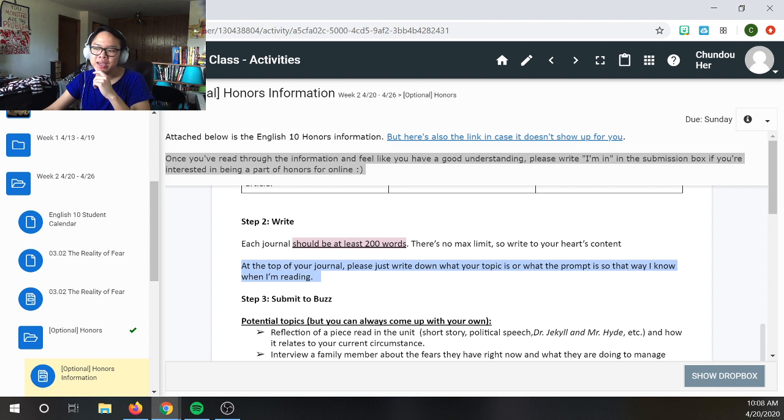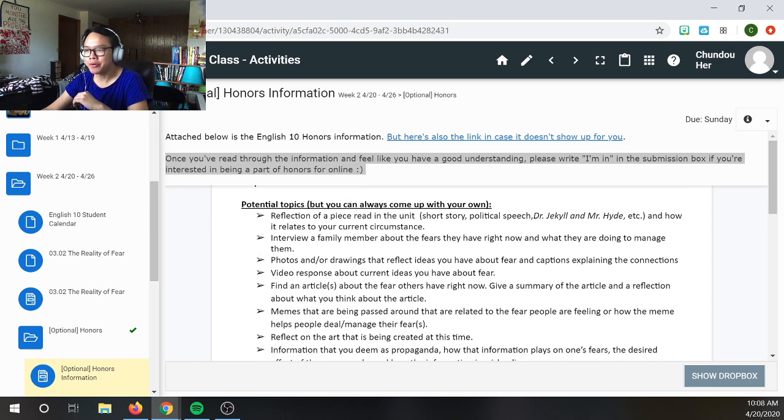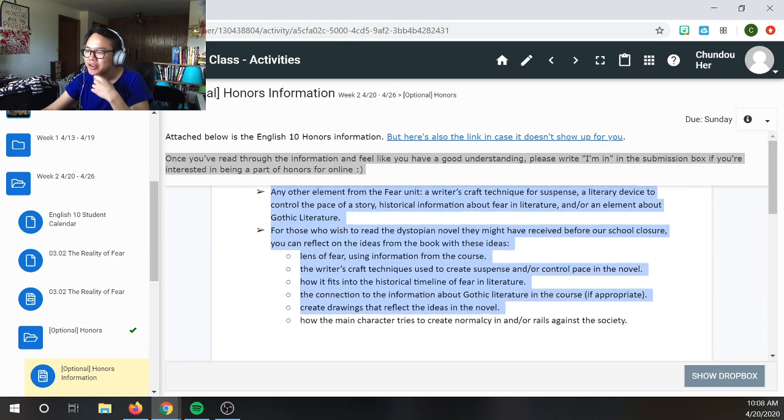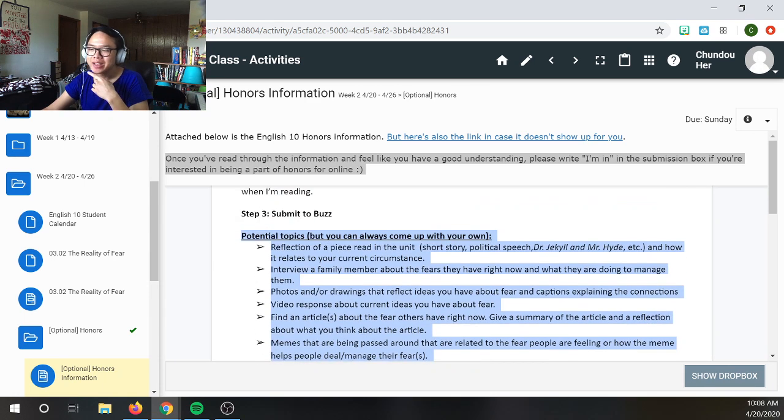And something just to help me as the teacher is at the top of your journal, please just write down your topic or what the prompt is. This can just be your title for it. And again, that's just going to help me so that way I know exactly what you're writing about. Now, I'm not going to go through this entire list of potential topics because you can choose what you want to do or what you want to write about.